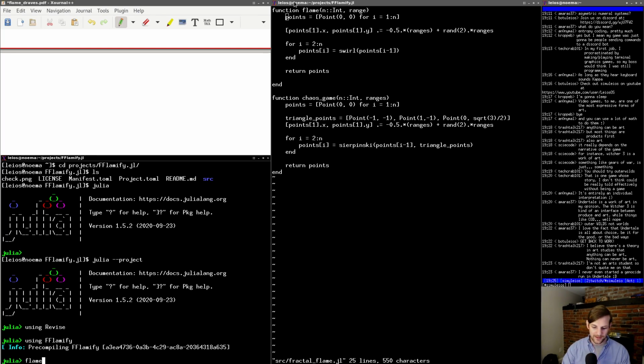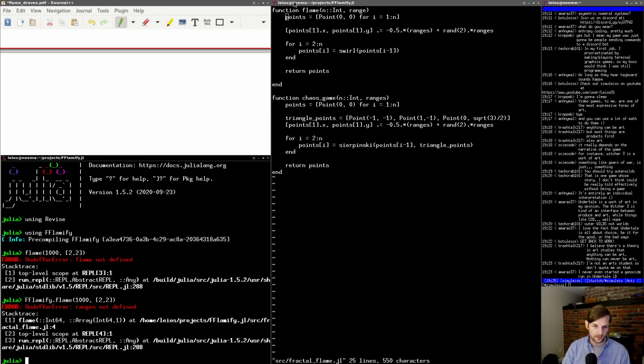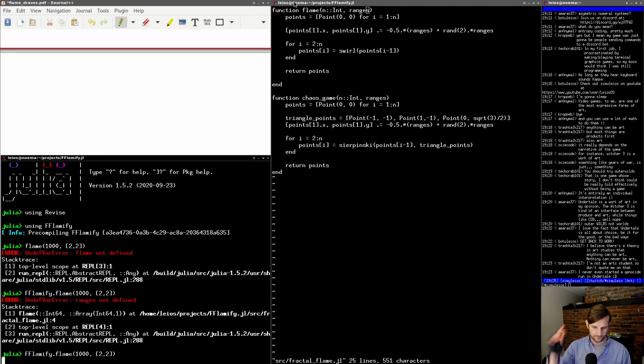So if we run flame on 1,000, to maybe, I don't know, just run it. Undefined value, it's because it's Flamify dot flame. Range is not defined. Okay, good point. Ranges are not defined. That's because I call this ranges. Let's go, see what happens.